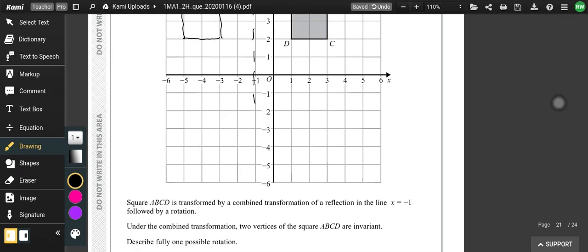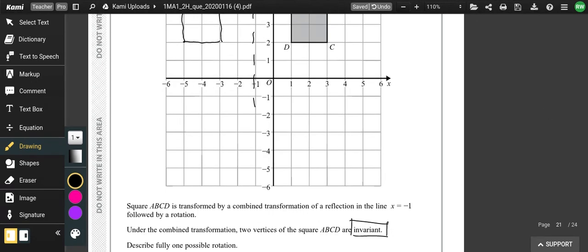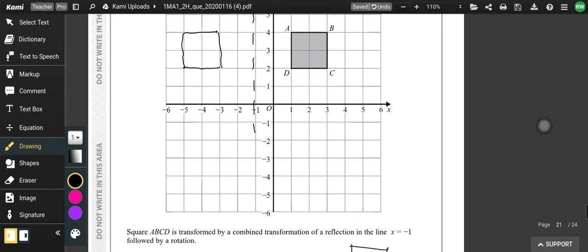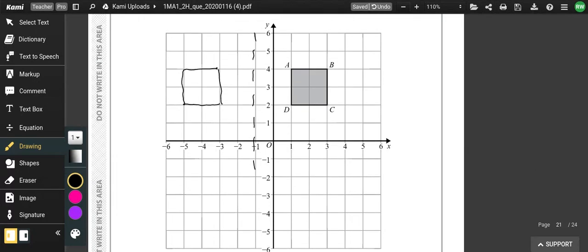Followed by a rotation. Okay, we've got invariant points here. This is GCSE only, guys, so I'll just go through this. But what that basically means is that 2 of the points would end up in the same place. So how could we rotate that shape and put only 2 of these back in the same place?